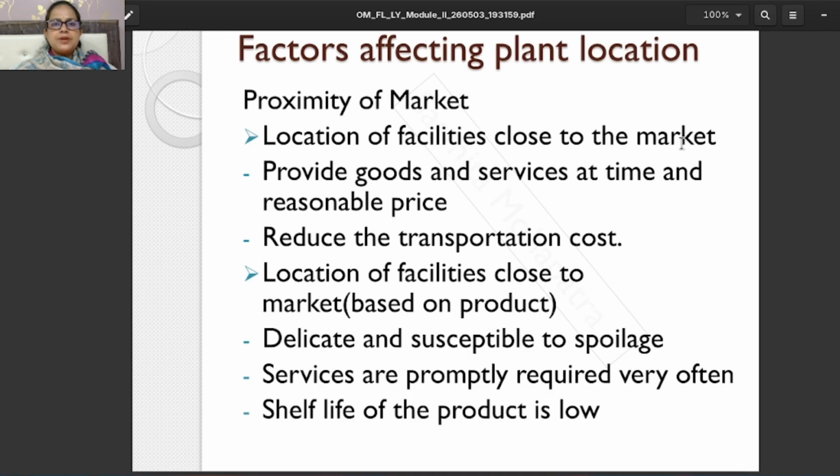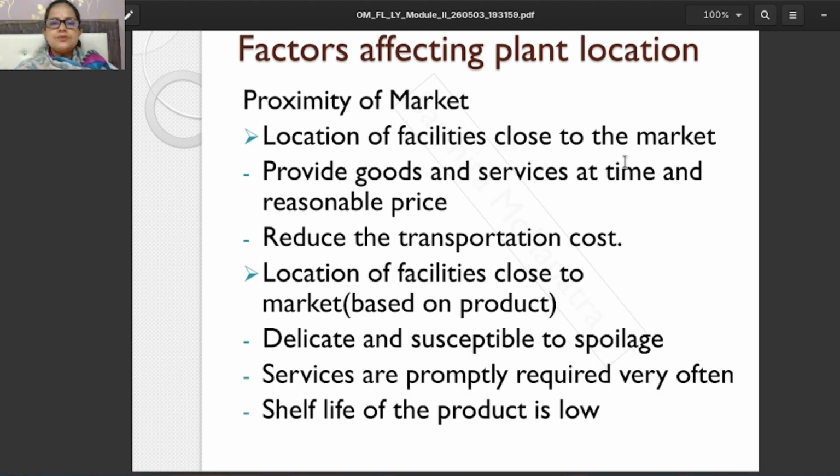Factors affecting plant location. So these are the factors like proximity of the market. The location of the facilities should be close to the market, to provide goods and services on time and at a reasonable price, and reduce the transportation cost. Proximity of the market is a factor where we can provide the goods and services on time and at a reasonable price, and we are able to reduce the transportation cost. If the market is nearby, we can reduce the transportation cost also.